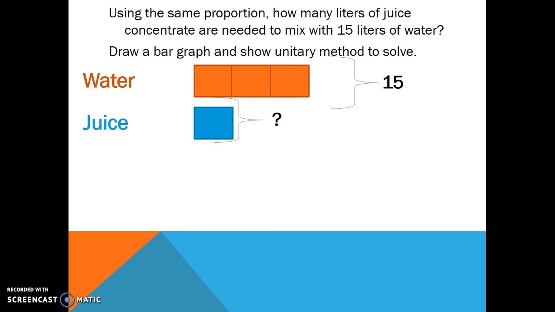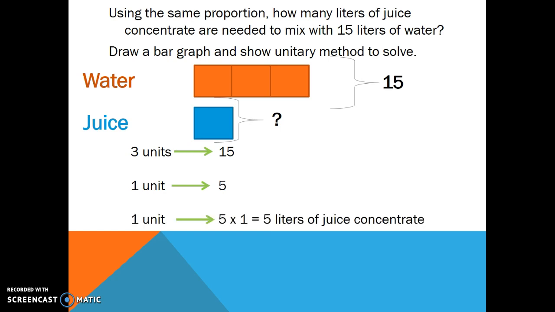Okay, so we will need to take that 15 and assign it to the 3 units, and now we're going to divide 15 by 3. So we get 1 unit equals 5, and now to solve for juice, I'm pretty much done. I just need to add a liters unit label to it, but 1 unit equals 5 times 1, which equals 5 liters of juice concentrate.